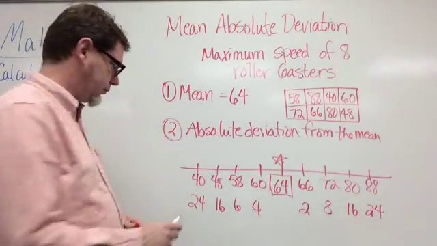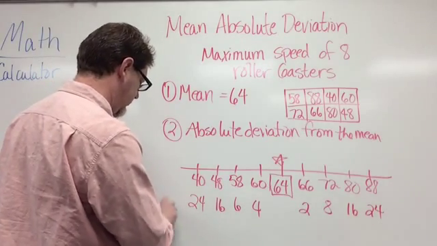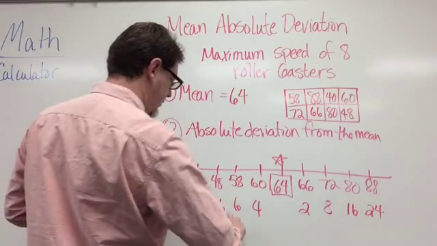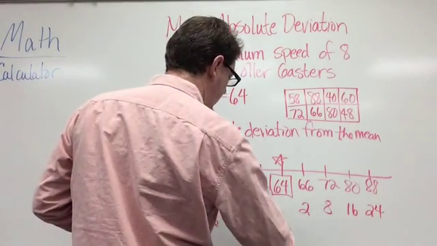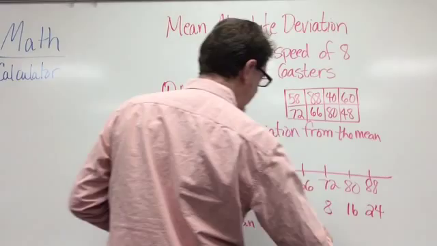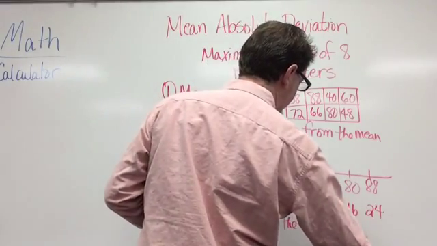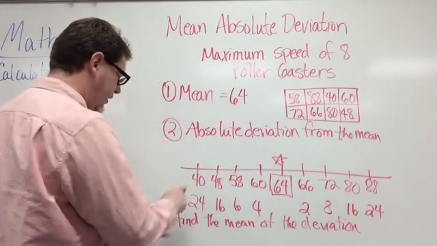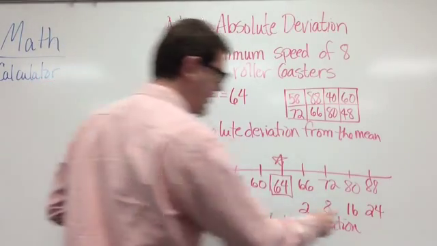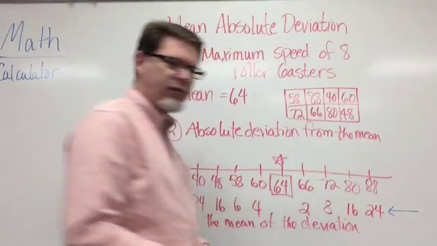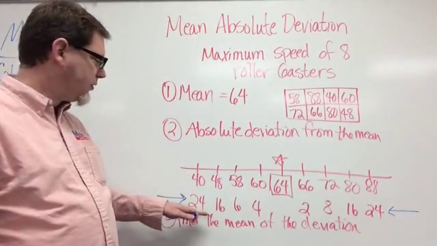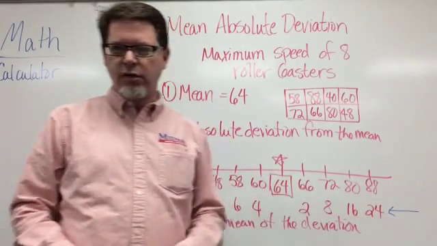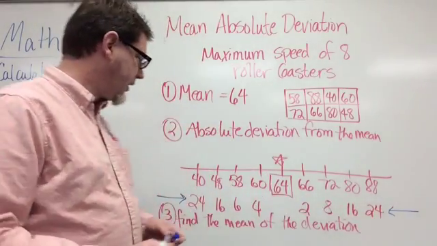Step 3. Find the mean of the deviation. So I'm going to find the mean of all of these numbers that I just found. So I add up 24, 16, 6, 4, 2, 8, 16, and 24. And then I divide them by 8.